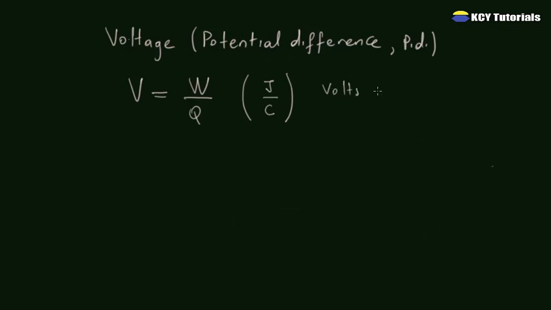So if somebody tells you I have 6 volts, what does it mean? It means that 6 joules of energy are required to move 6 coulomb worth of charge.